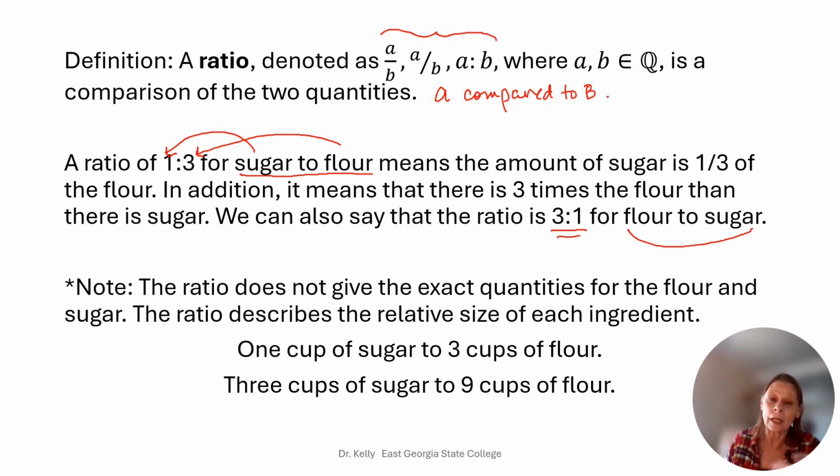We could also say 1 teaspoon of sugar to 3 teaspoons of flour. As long as the units are the same and the ratio is the same, then the relationship maintains.